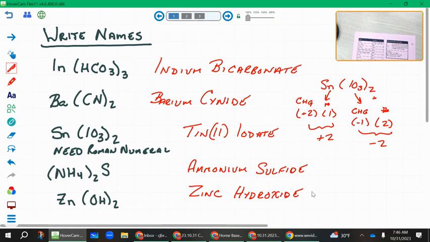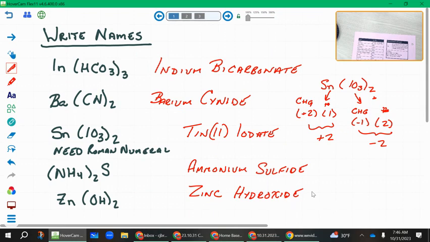So we don't need it with zinc. Zinc is in that area where you cannot tell by looking at what family it's in. But because we told you that zinc is always a +2, there is no need for us to put a Roman numeral by it. It doesn't have a second charge. The only time we need Roman numerals is when that element can have a second charge.